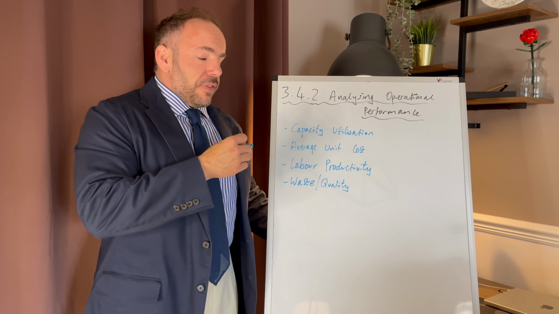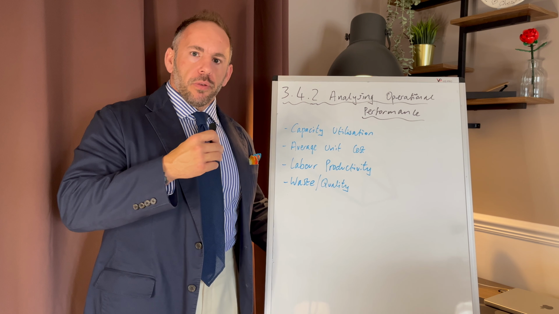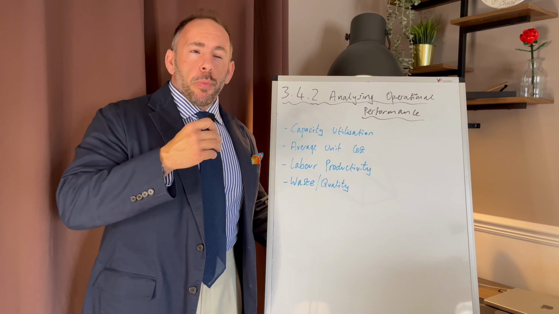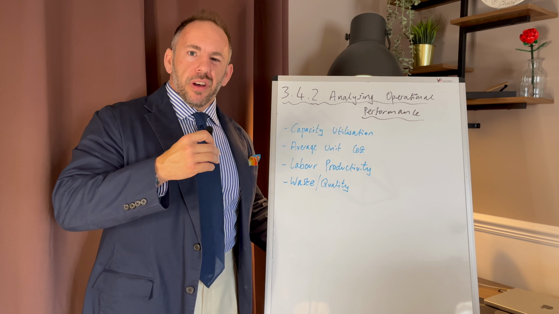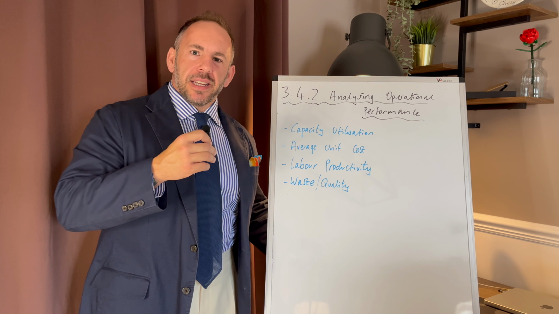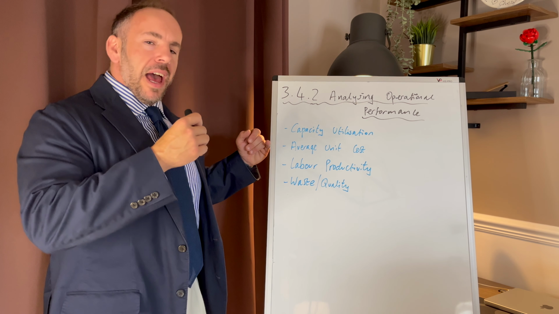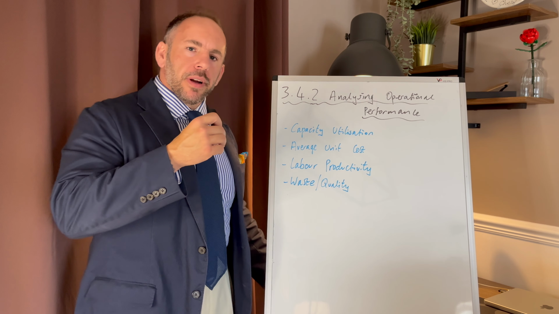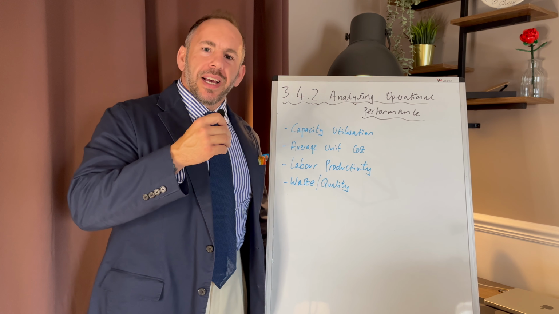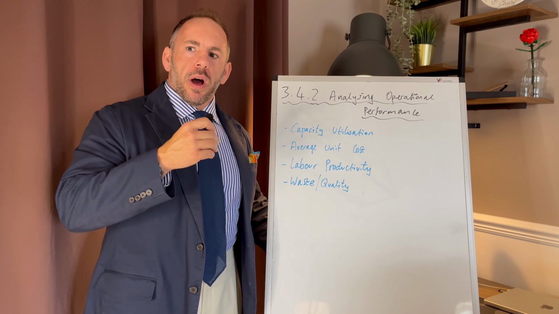There are essentially four ways that you can measure the performance of our operations department. There are probably more, but these are the four that I feel are more likely to come up and are the best bang for your buck. The first one we have is capacity utilization. Then we have average unit cost, labor productivity. And then lastly, I've put waste/quality because it's one formula.